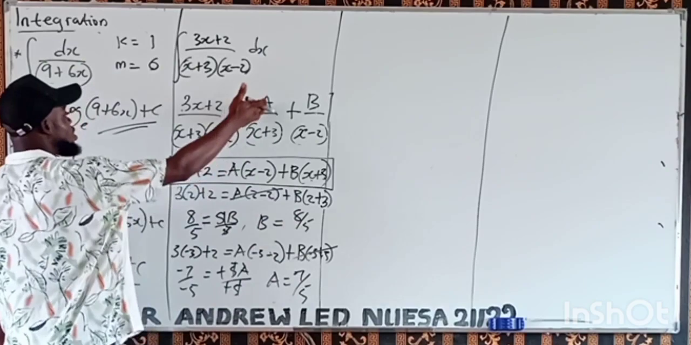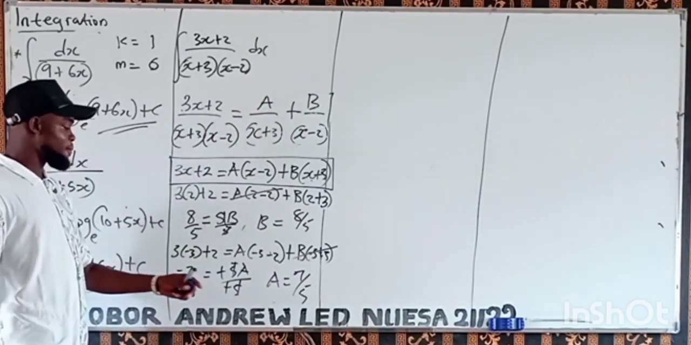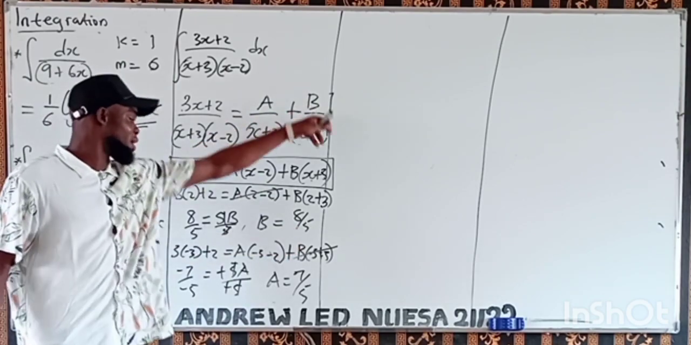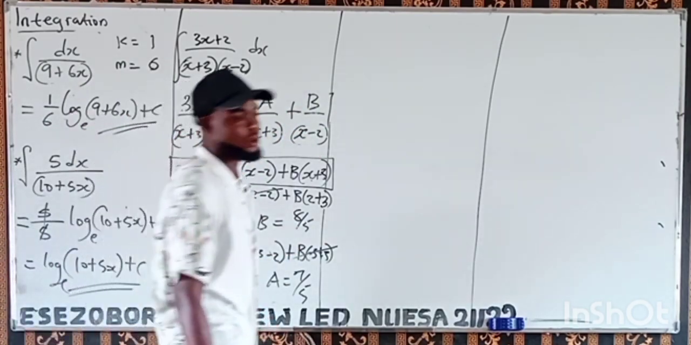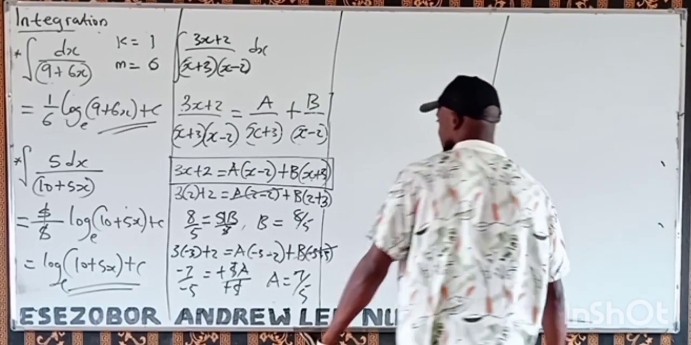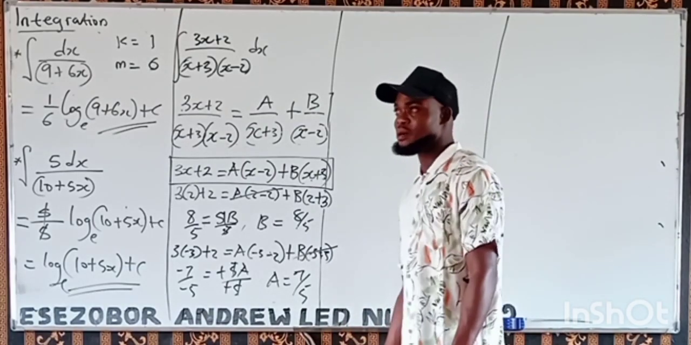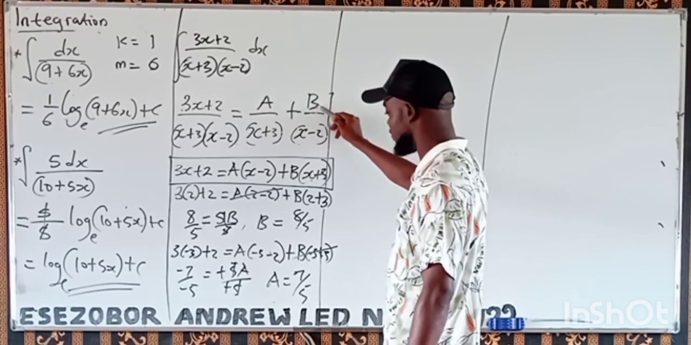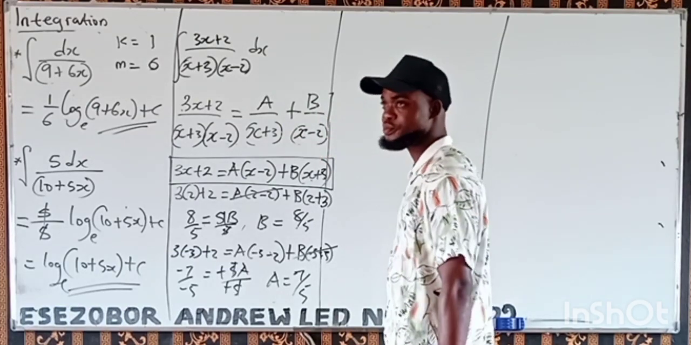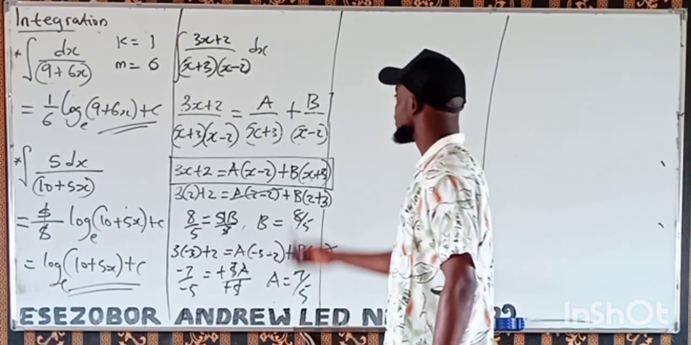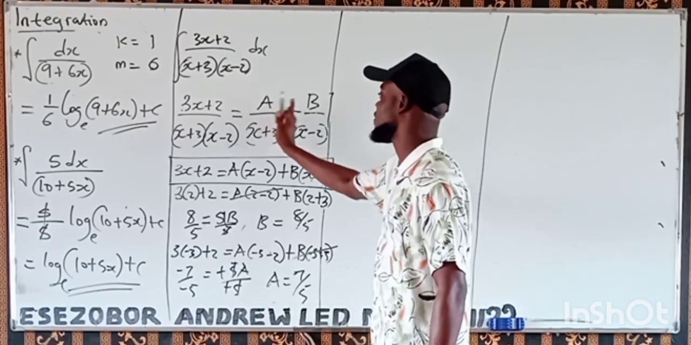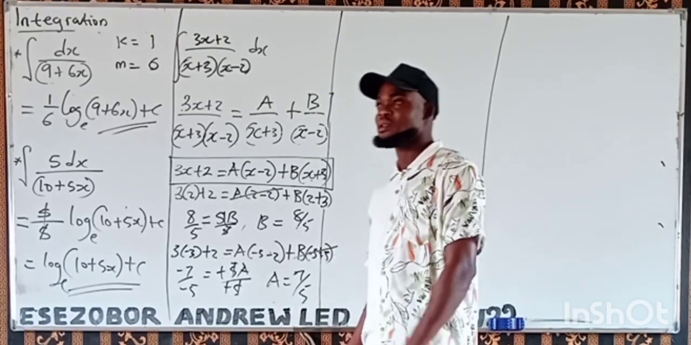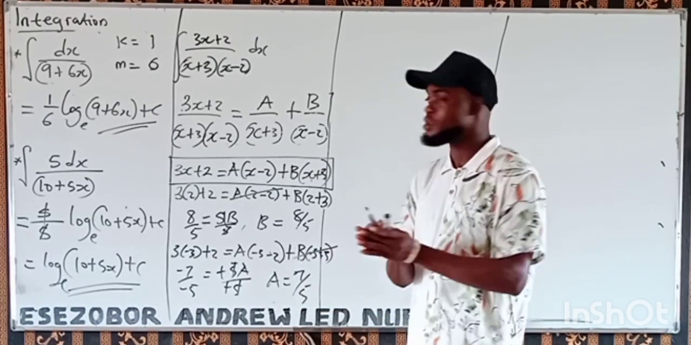So what you do, you go back to this place, put A as 7 over 5, put B as 8 over 5, then you integrate to get your final answer. So that's how it's done. You have to put 7 over 5 there, put 8 over 5 there, then integrate the two for your final answer. If you decide to move that over 5, leave that 5 outside, then you just solve everything out, you get the final answer. So ensure you do it.